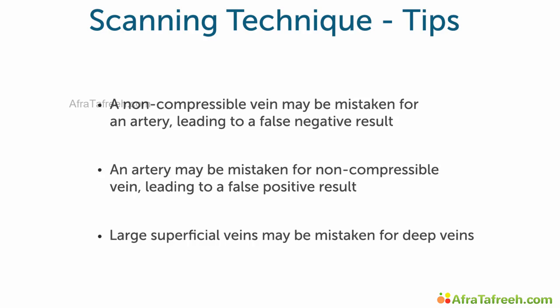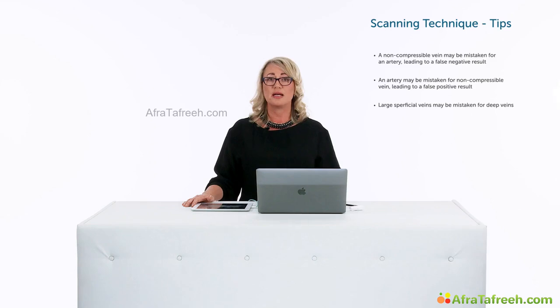A non-compressible vein may be mistaken for an artery, leading to a false negative result. An artery may also be mistaken for a non-compressible vein, leading to a false positive result. Large superficial veins may also be mistaken for deep veins, especially in patients with a large body habitus.